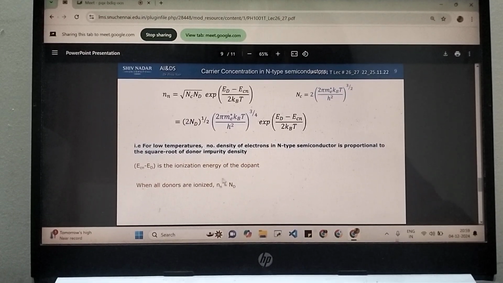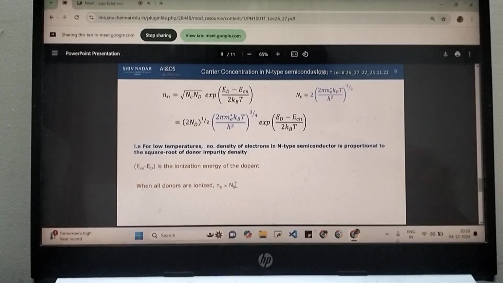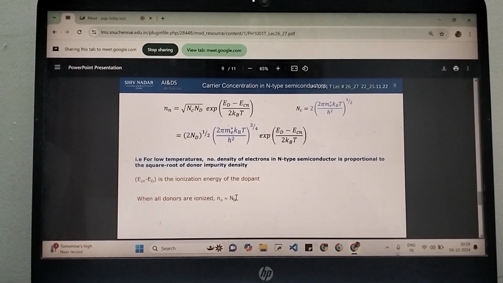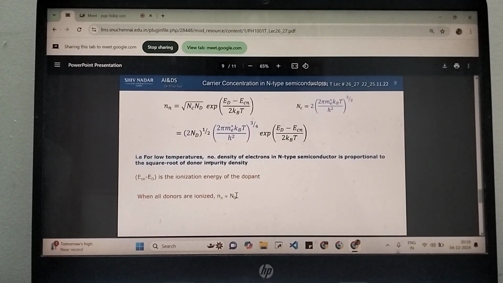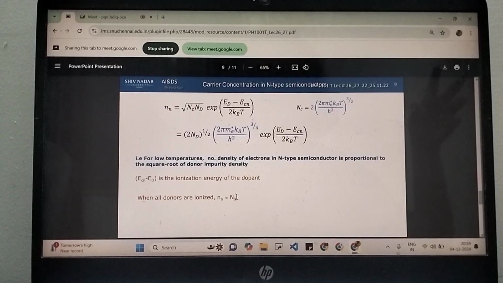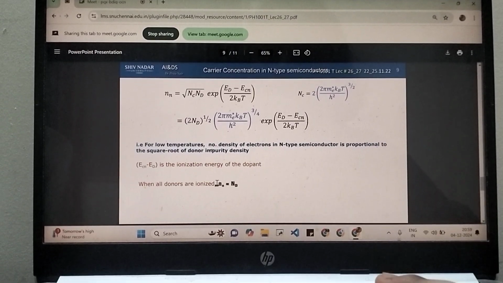When everything gets ionized, Nn equals Nd, meaning from every phosphorus atom the electron has gone there. So the number of ionized atoms is equal to the number of electrons there. So Nn is equal to Nd.